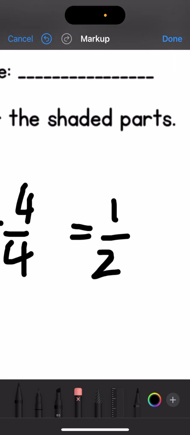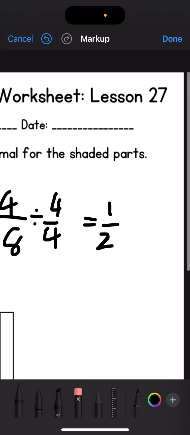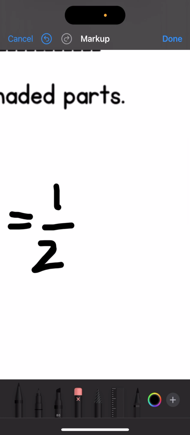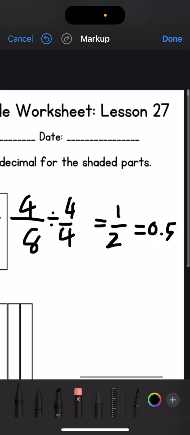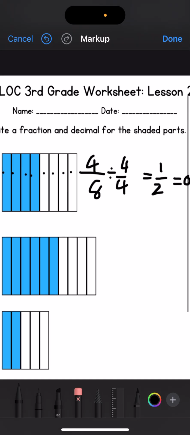And 1/2 is just half. And half means 50% of something. And half is half of 1. So this will be 0.5 as a decimal. Okay.